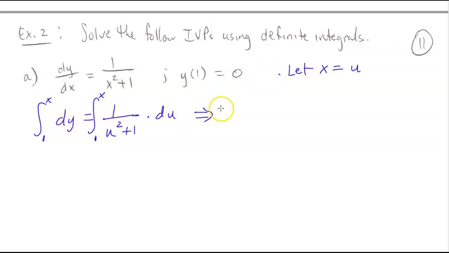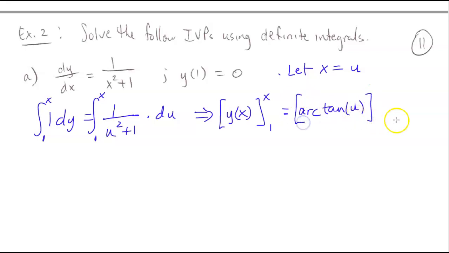So if we do that on the left side, what we end up with is the antiderivative of 1 dy, which is just y, or y of x in this case. And we're going to use the net change theorem, evaluate that from 1 to x. On the right side, we see that 1 over u squared plus 1, if we take the antiderivative of that, that's just going to be arctan of u. And we can evaluate that from 1 to x.